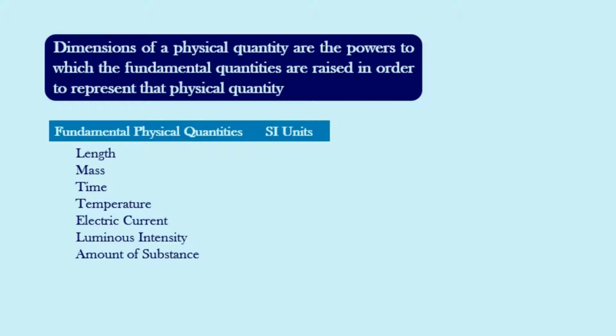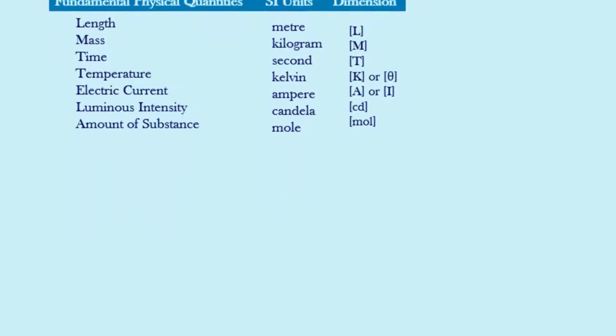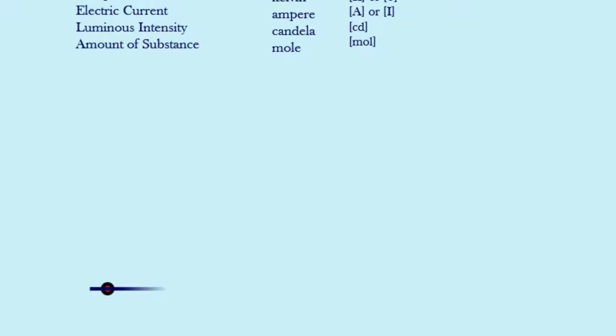We already know SI units for these fundamental physical quantities. Symbols representing the dimensions of these fundamental quantities are shown in the table. Let us try to understand the concept of dimensions first with the help of an illustration. Consider a point that can move along a straight line. To locate the position of the point at any instant, we need only one information. That is, how far the point has traveled from its starting point.